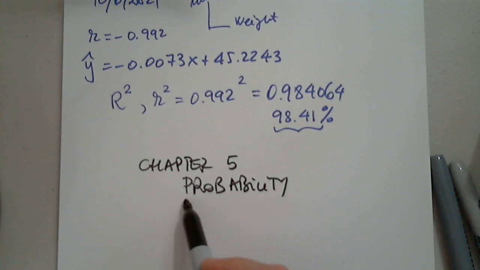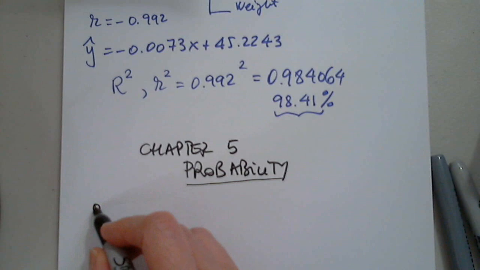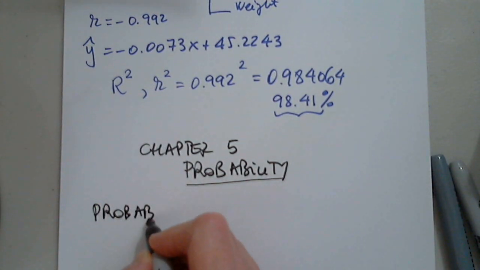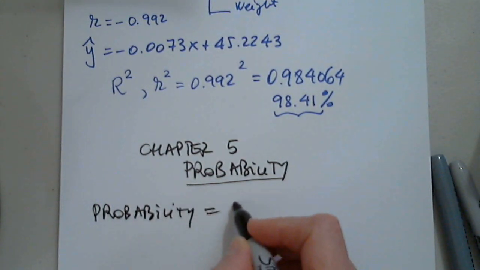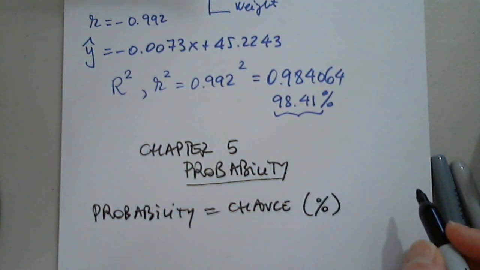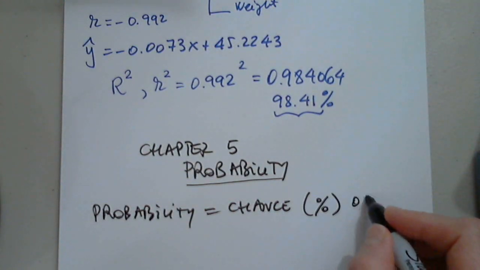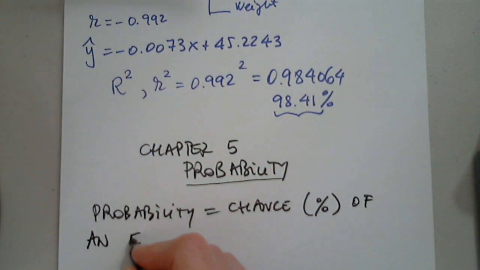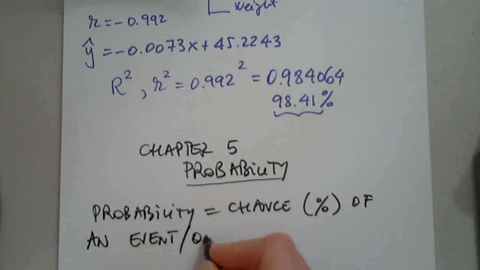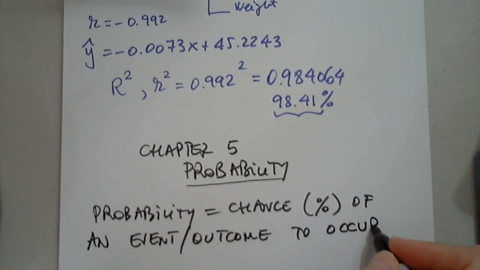Okay, so first of all, let's define probability. So probability means it's a chance, in percent, of an outcome or an event to occur.